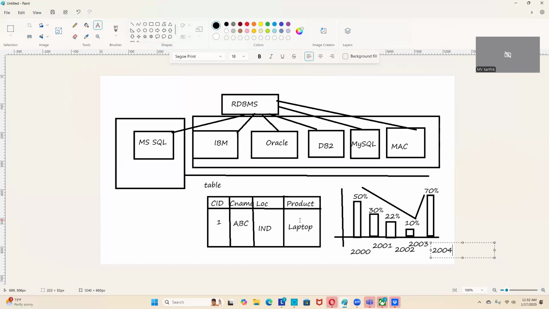Okay, so that's all about today's class, and tomorrow I'm going to explain about the commands. Okay, so we have SQL commands, so that I'm going to explain in the next session.